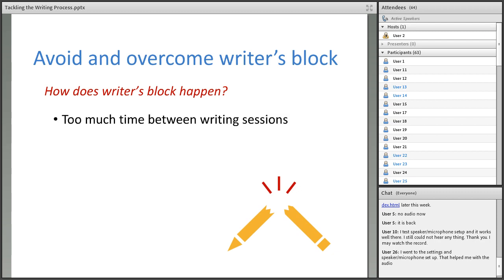First, let's look at some reasons that writers get stuck. Too much time between writing sessions. If you go too long between sessions, rust can set in.